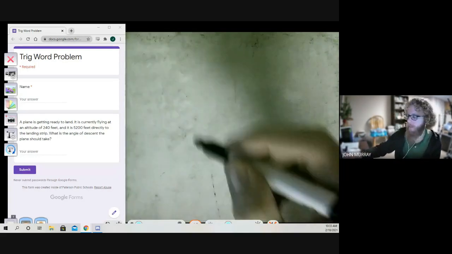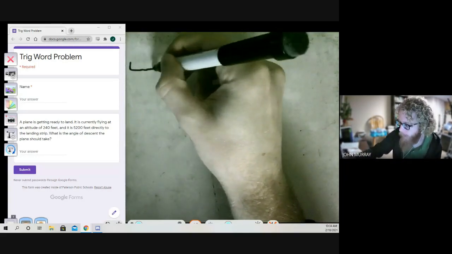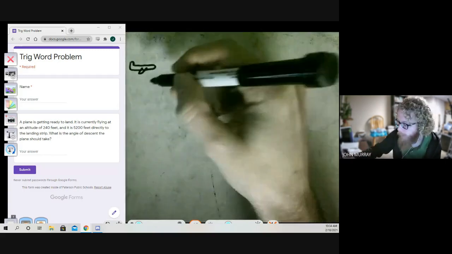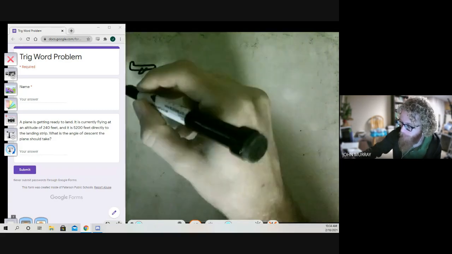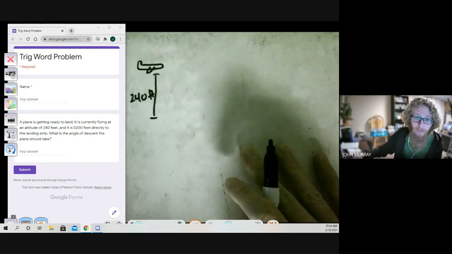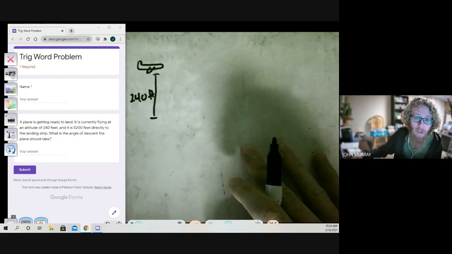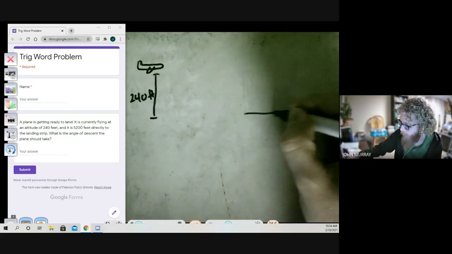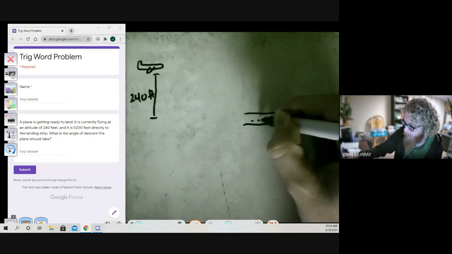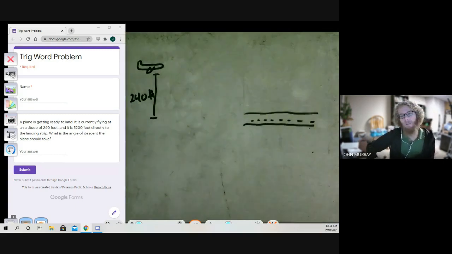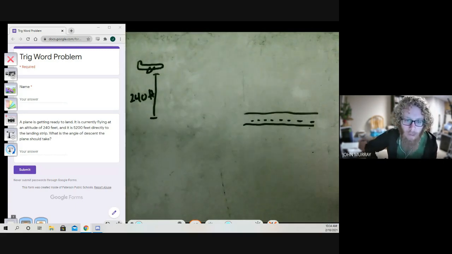It is currently flying at an altitude of 240 feet. So we got our airplane, right? It's flying. It is 240 feet high. And it is 5,200 feet directly to the landing strip, right? So over here, we got the landing strip.